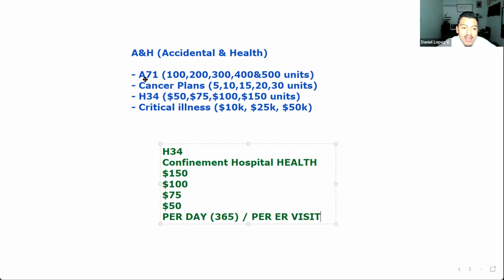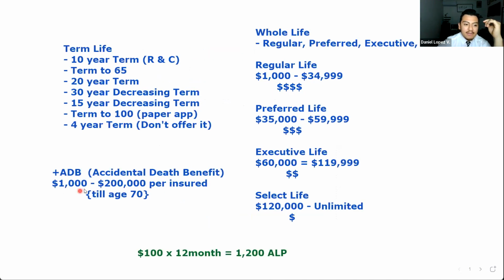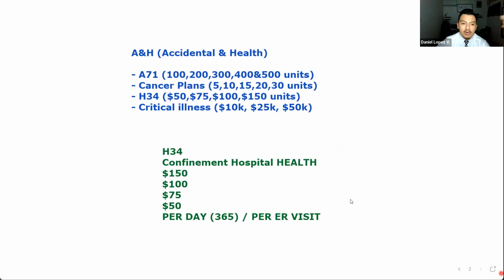So you can get any A&H products you can buy by themselves, you can buy all together. You can do whatever you want. Same thing with whole life, you can combine everything if you want. The only thing you can't do with whatever you want is the ADB. ADB can only be attached to a term or a whole. Everything else, whole life, accident, anything A&H can be sold by itself, together, all in bulk, whatever you want.